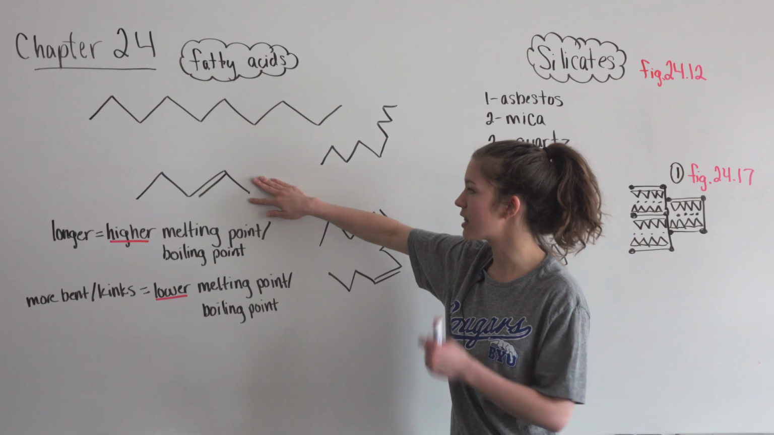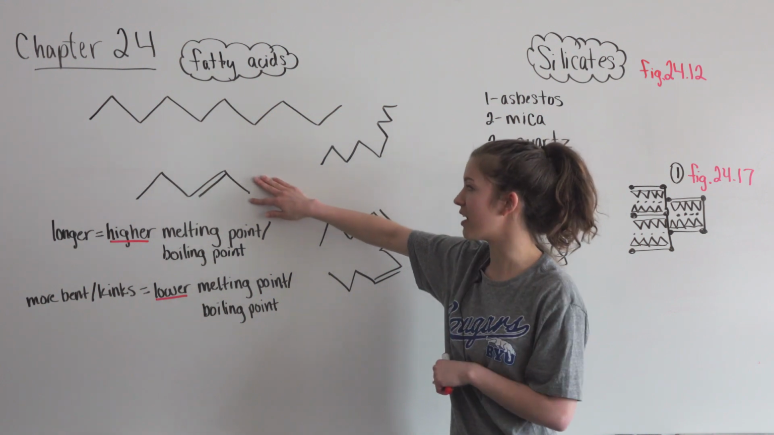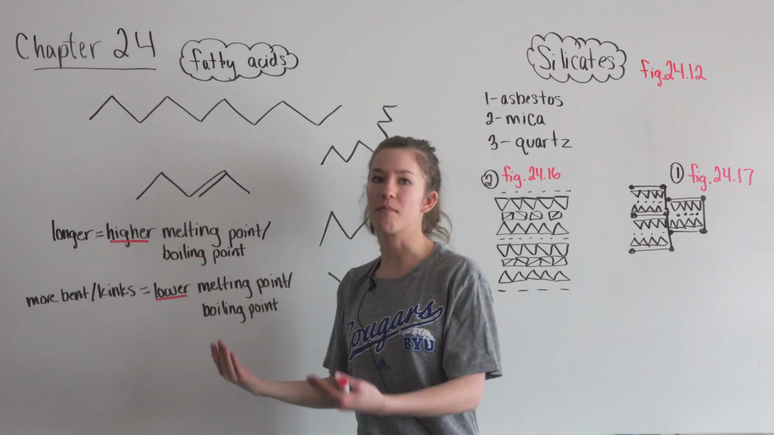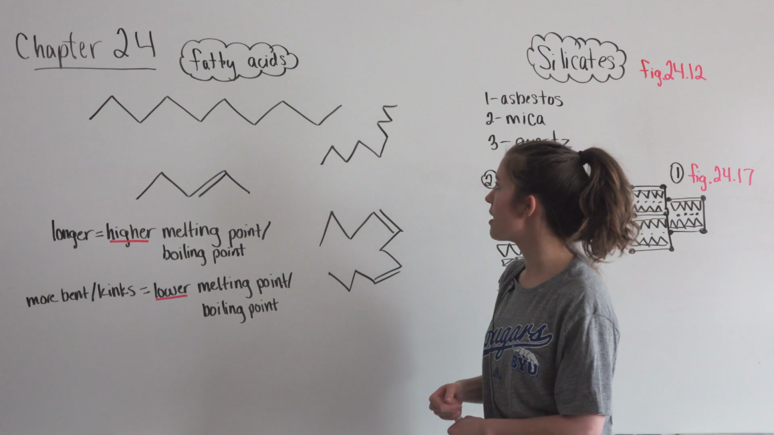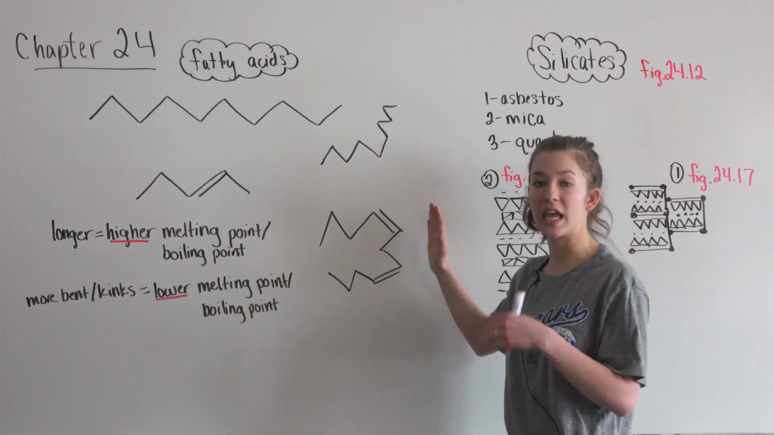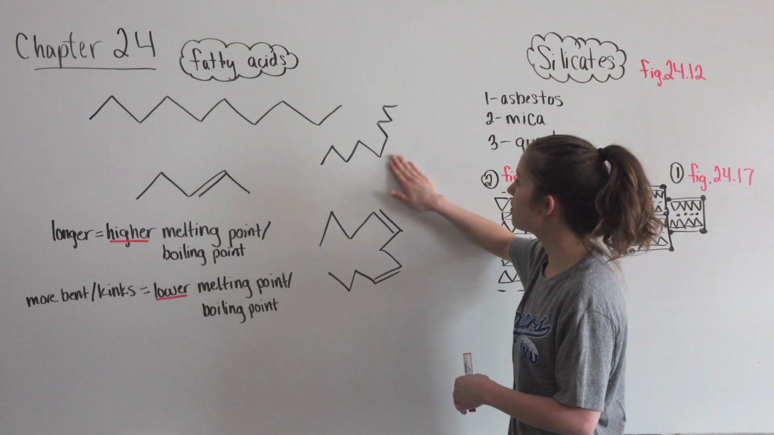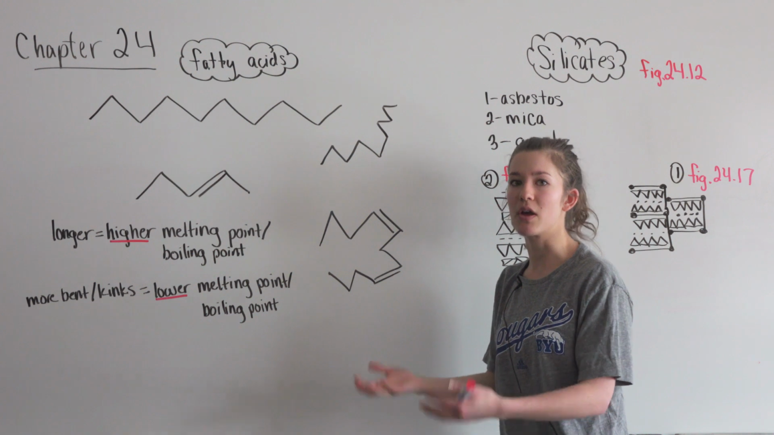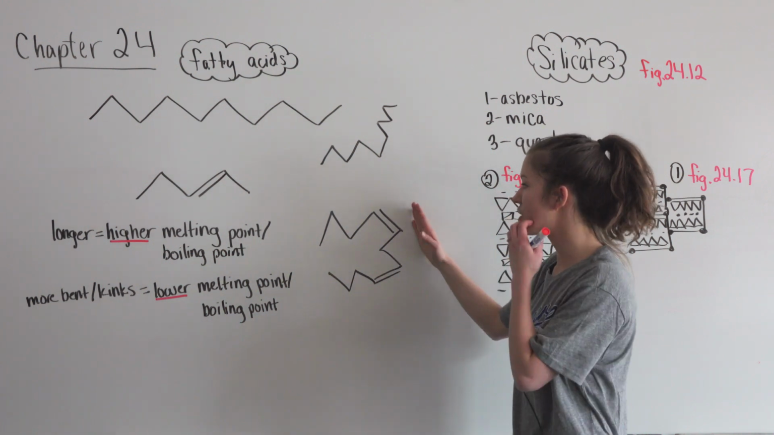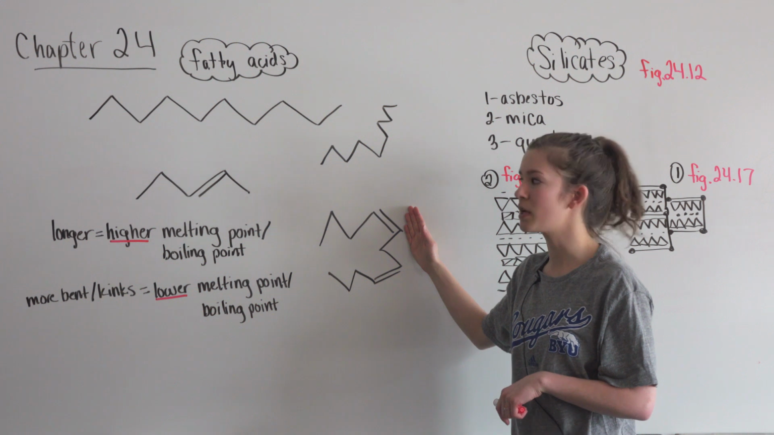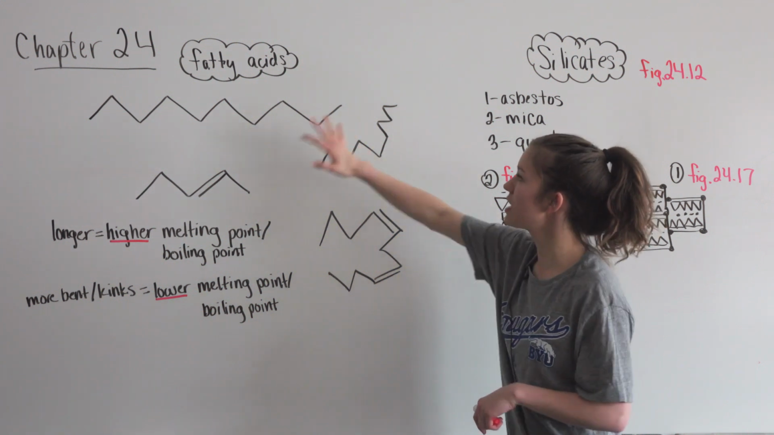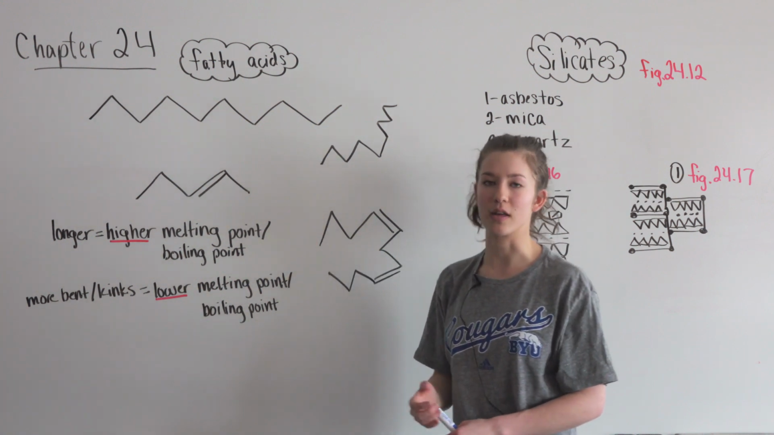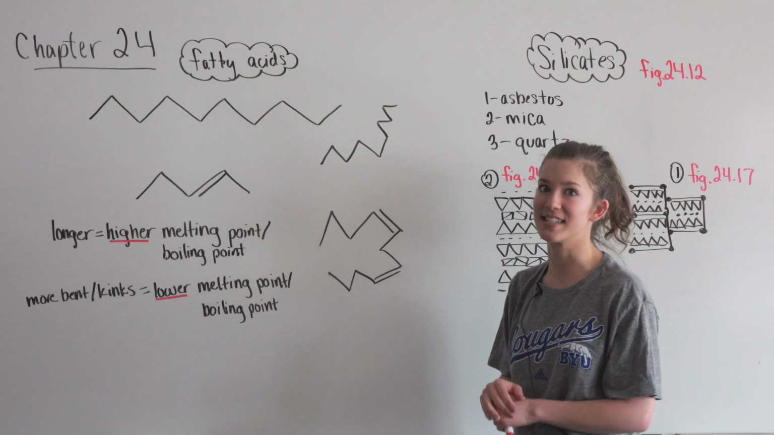If it's shorter, like this trans fat here, then it's going to have a lower melting point or boiling point. Then we also have kinks or bends. Now if we have one bend compared to two bends, the one with two bends will have a lower melting point and boiling point. These are easier to separate from each other. So if we were to rank these, you'd be able to rank them from lowest melting point to highest melting point and boiling point. And that's the skills that you need to know about fatty acids.